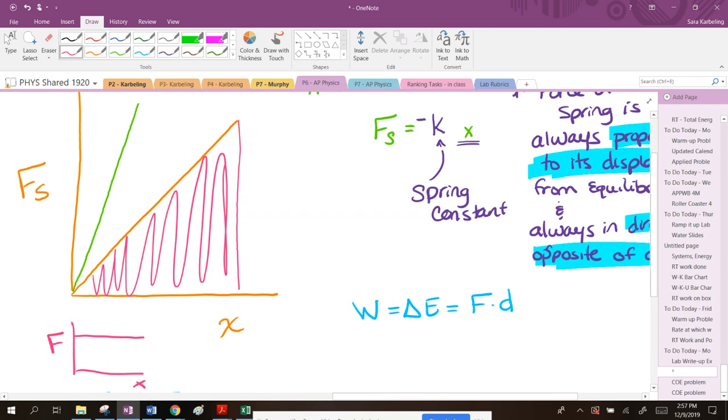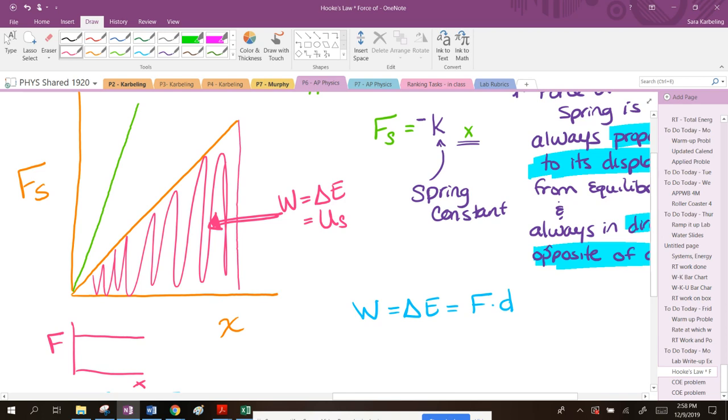It's not a big scary area. It's just a triangle. The work done changes the energy. And friends, what kind of energy do you think this might be? It's a kind of potential energy, but it's not gravitational potential energy now because we're storing energy in the spring. This is spring potential energy, U sub S.